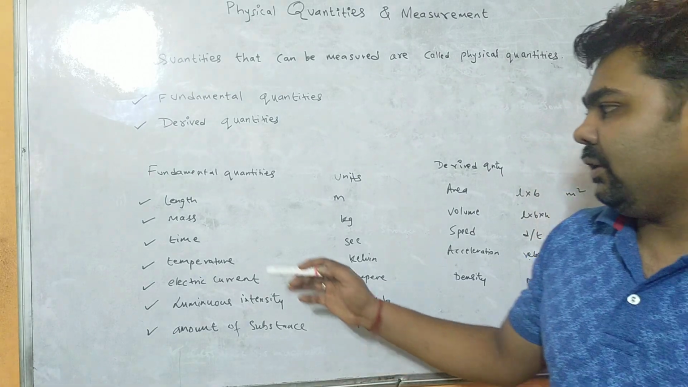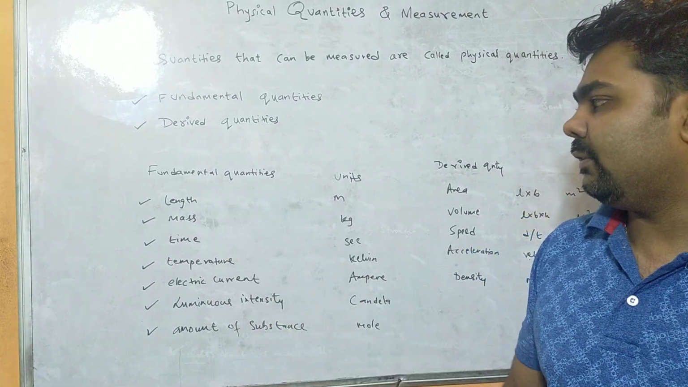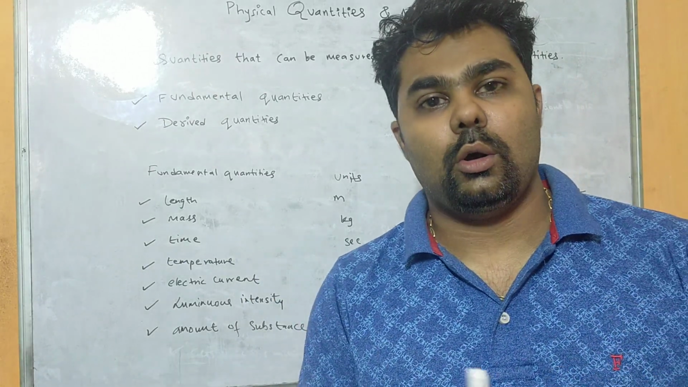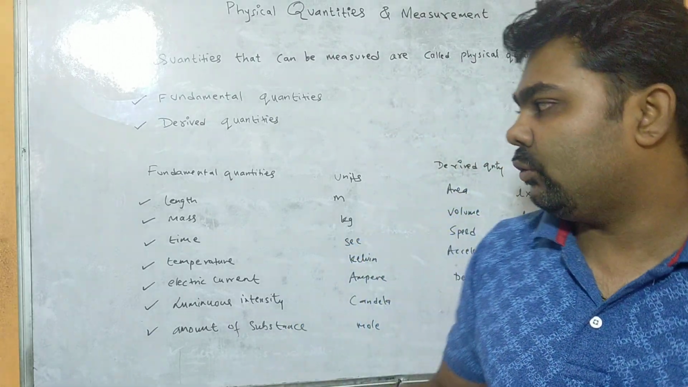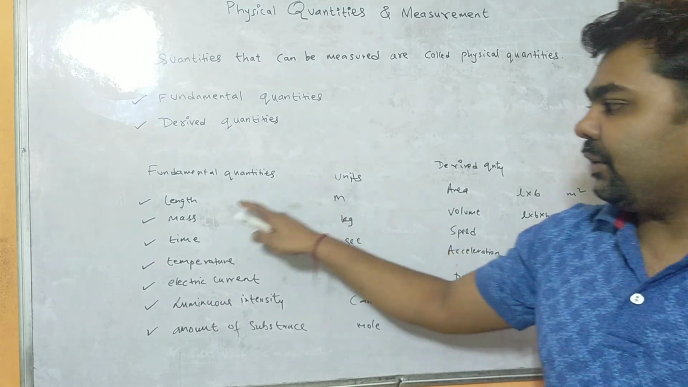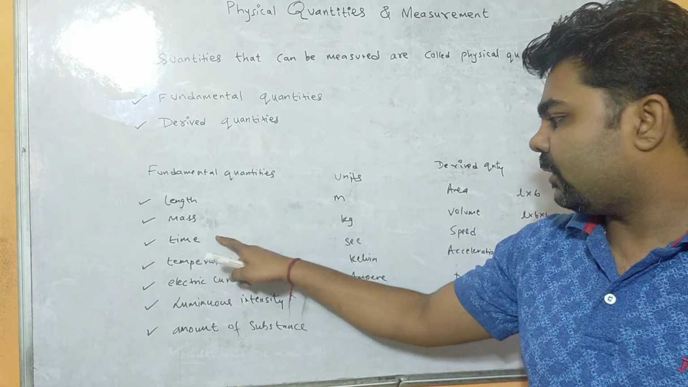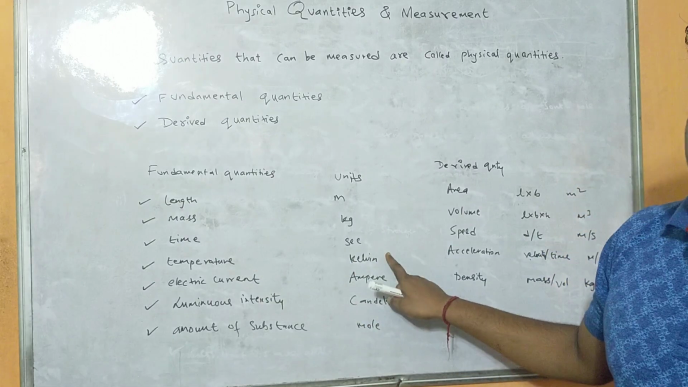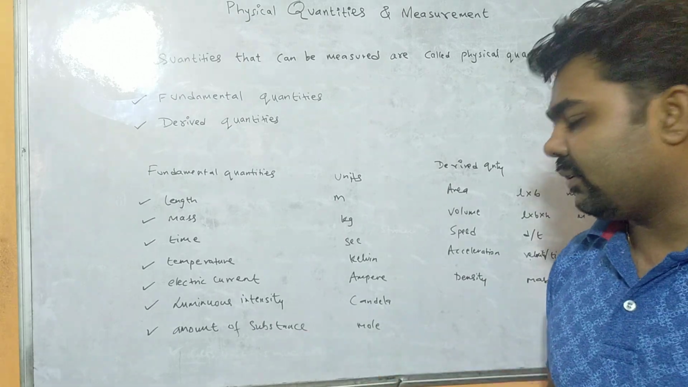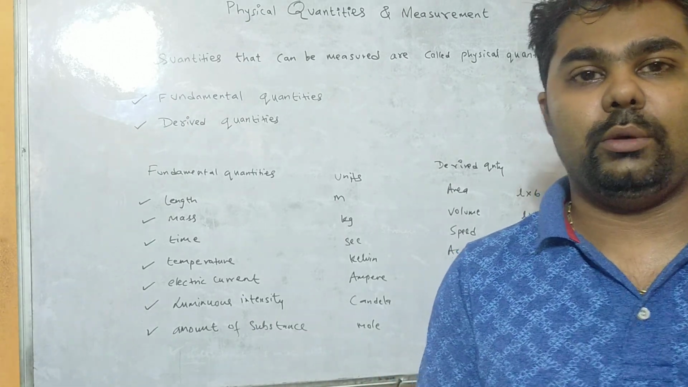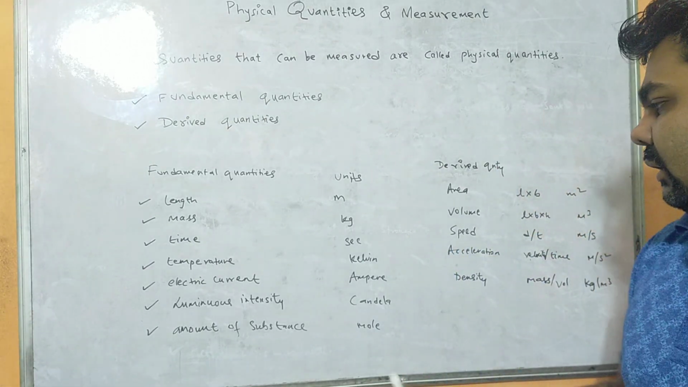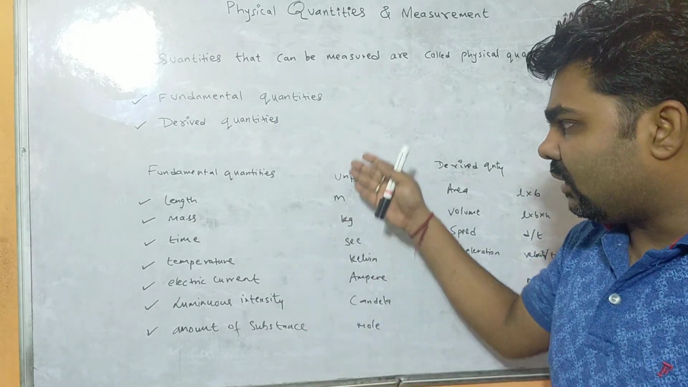In the SI system we have 7 fundamental quantities, like length. Whenever you are measuring any length, we measure it in terms of meter or centimeter, right? So what is the SI unit of length? That is meter. The SI unit of mass is kg. The SI unit of time is second. Temperature, Kelvin. Electric current, ampere. Luminous intensity, candela. Amount of substance, how much substance is contained, generally used in chemistry. The amount of salt or chemicals taken is calculated in terms of mole. So these are the fundamental quantities.